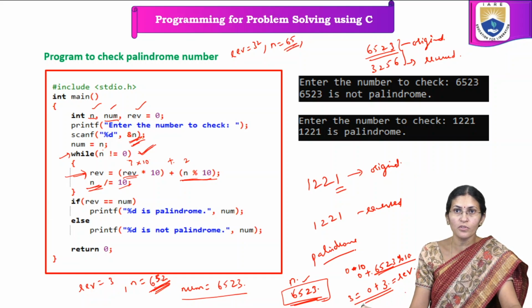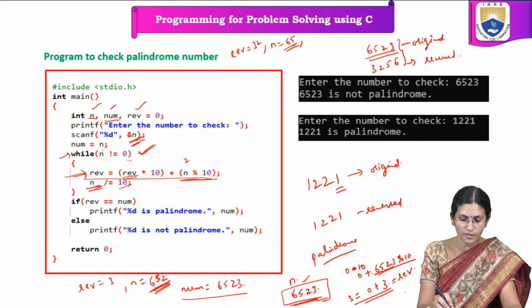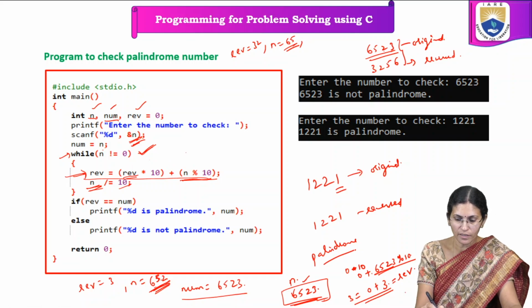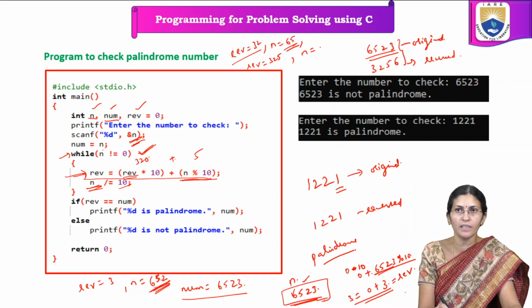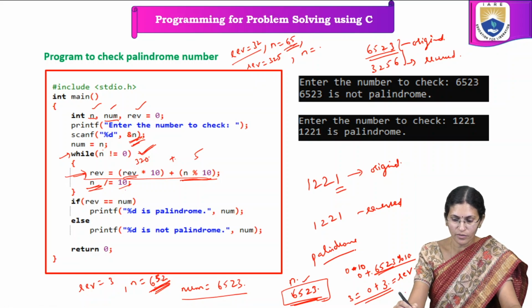In the next iteration, n value is equal to 65. This condition becomes true, 65 is not equal to 0, therefore this step will be executed. Now 65 mod 10, the remainder is 5, plus the previous value of reverse, 32. 32 into 10 is 320, so 320 plus 5 is 325. Now reverse is equal to 325 and n is n divided by 10, so 65 divided by 10 is 6.